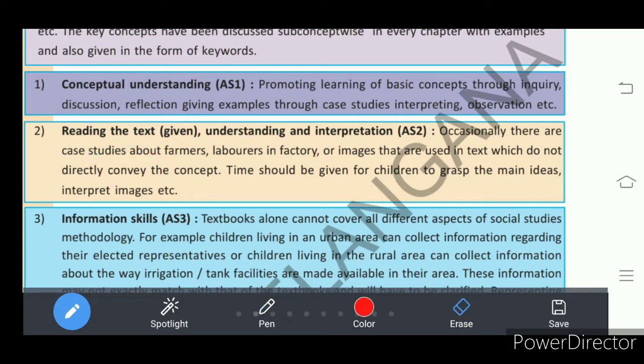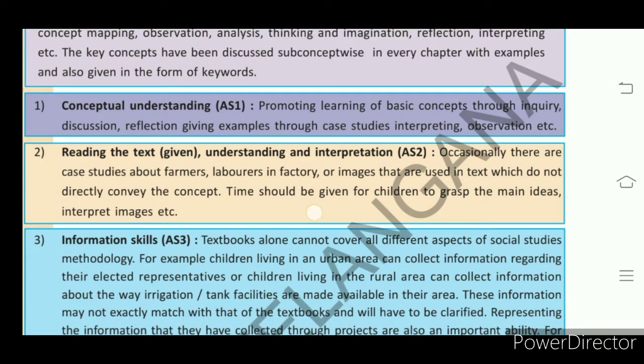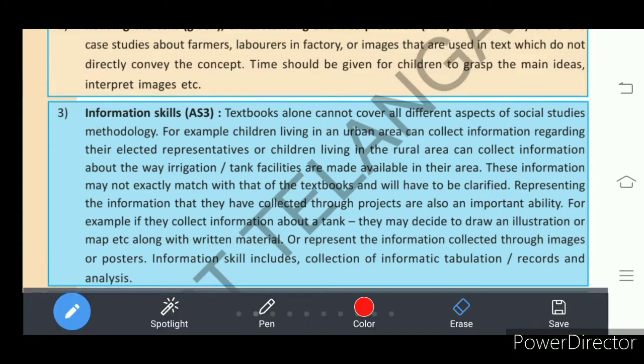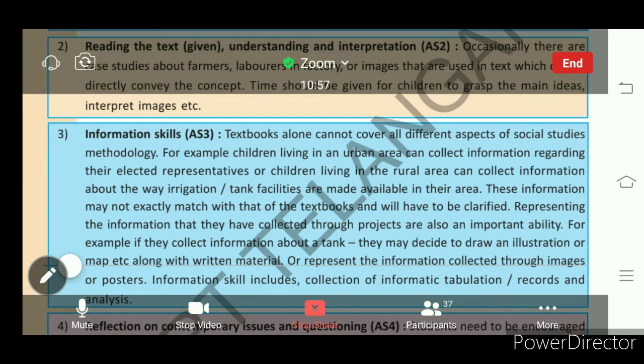Now we are going to look into the third academic standard, that is information skills. Which one? Information skills. Understand? So here, there will be some information in the question paper, right? Under information we may find graphs, a paragraph, a table, or a map. This will be given in the examination. This is the third academic standard. It is easy to answer. How is it easy to answer?